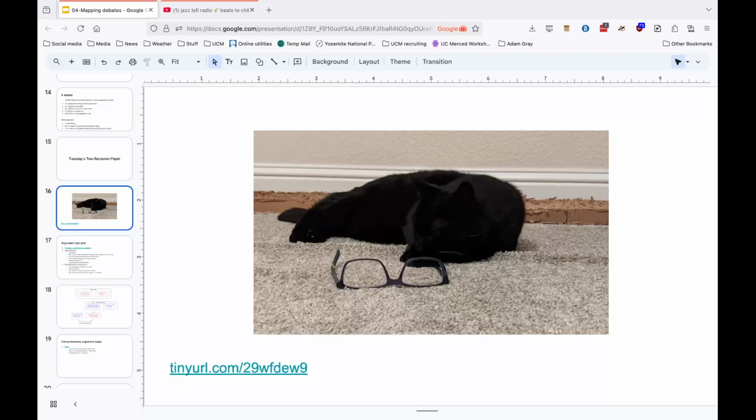This is Jag, who very obviously did not steal my glasses. They were just laying there on the floor, and he just happens to be right next to them.